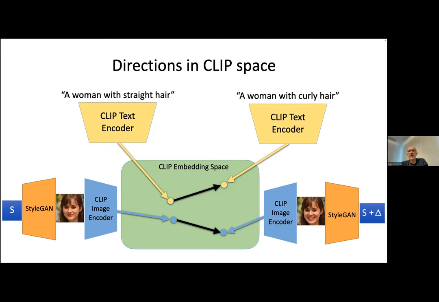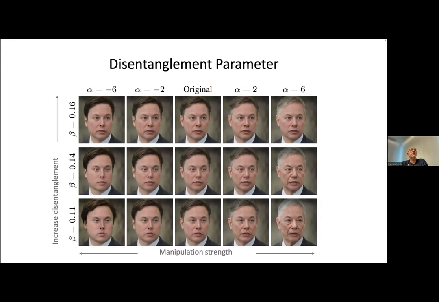How many channels we select exactly is something that's called the disentanglement parameter. And as the disentanglement parameter increases, you can see the effects from the top row to the bottom row, the changes become basically more drastic. More things are changing, right? In this example, what we'd like to do is change the hair of Elon Musk from brown to gray. But if we allow the disentanglement parameter to take into account many different channels, then at the same time, it makes Elon Musk older or younger, as you can see in the third row.